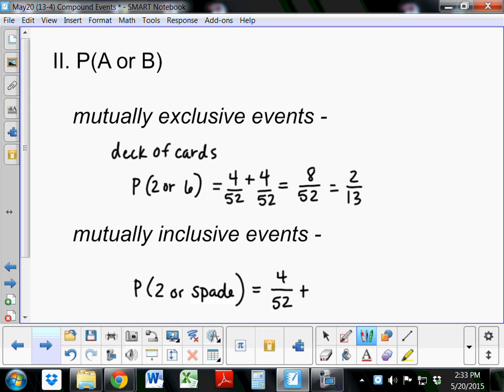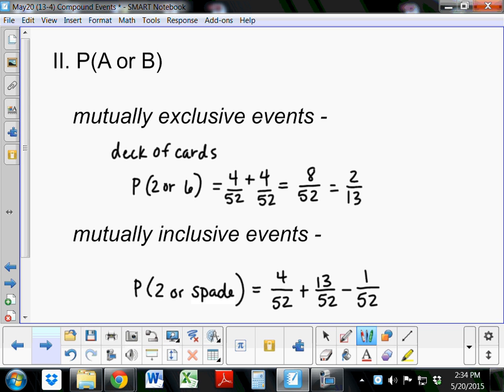You add in your spades, there are 13 of them. Well, at that point, it's only 12, because you're already counting the 2 of spades. So I have to get rid of the double counted spade. You could either do 3 out of 52 and then 13 over 52, or you could do 4 over 52 and then add 12 over 52. The question is, you got to make sure you don't double count something.